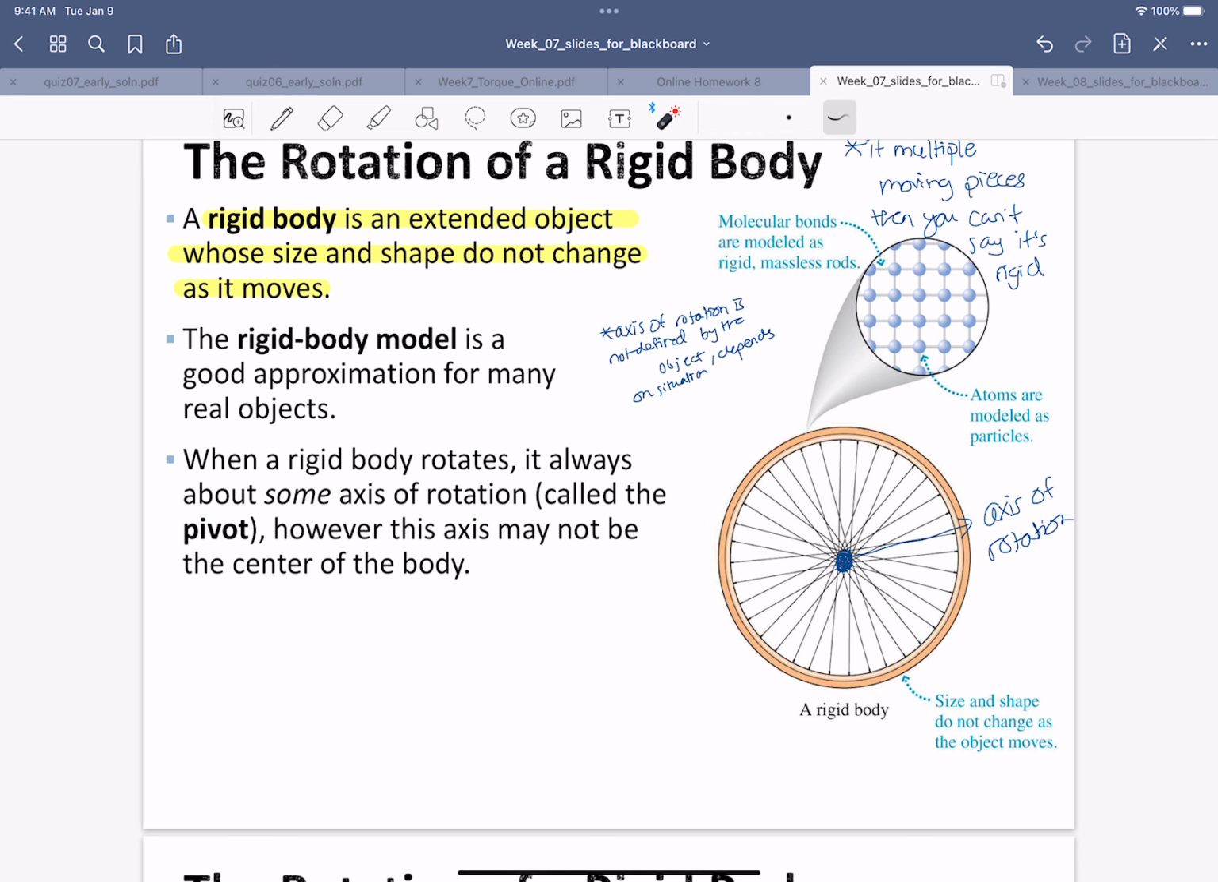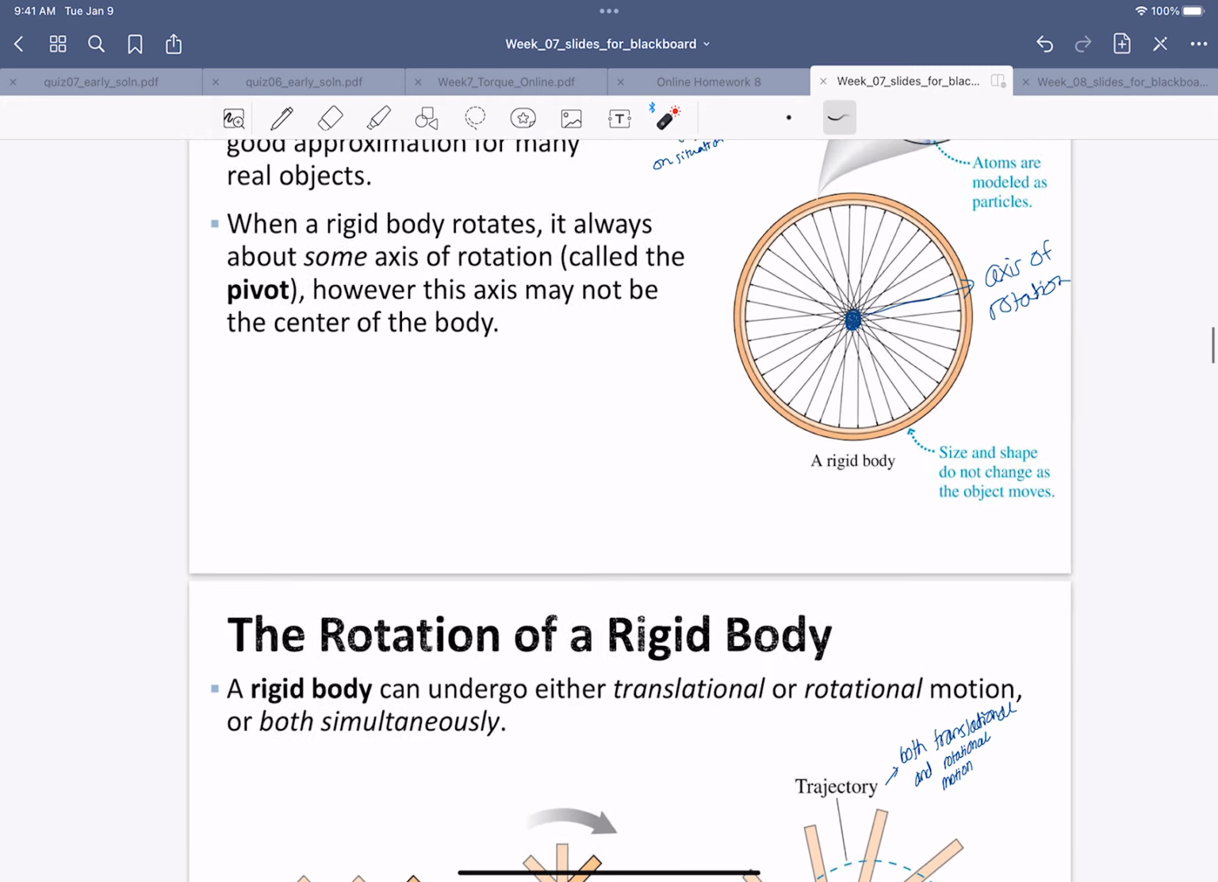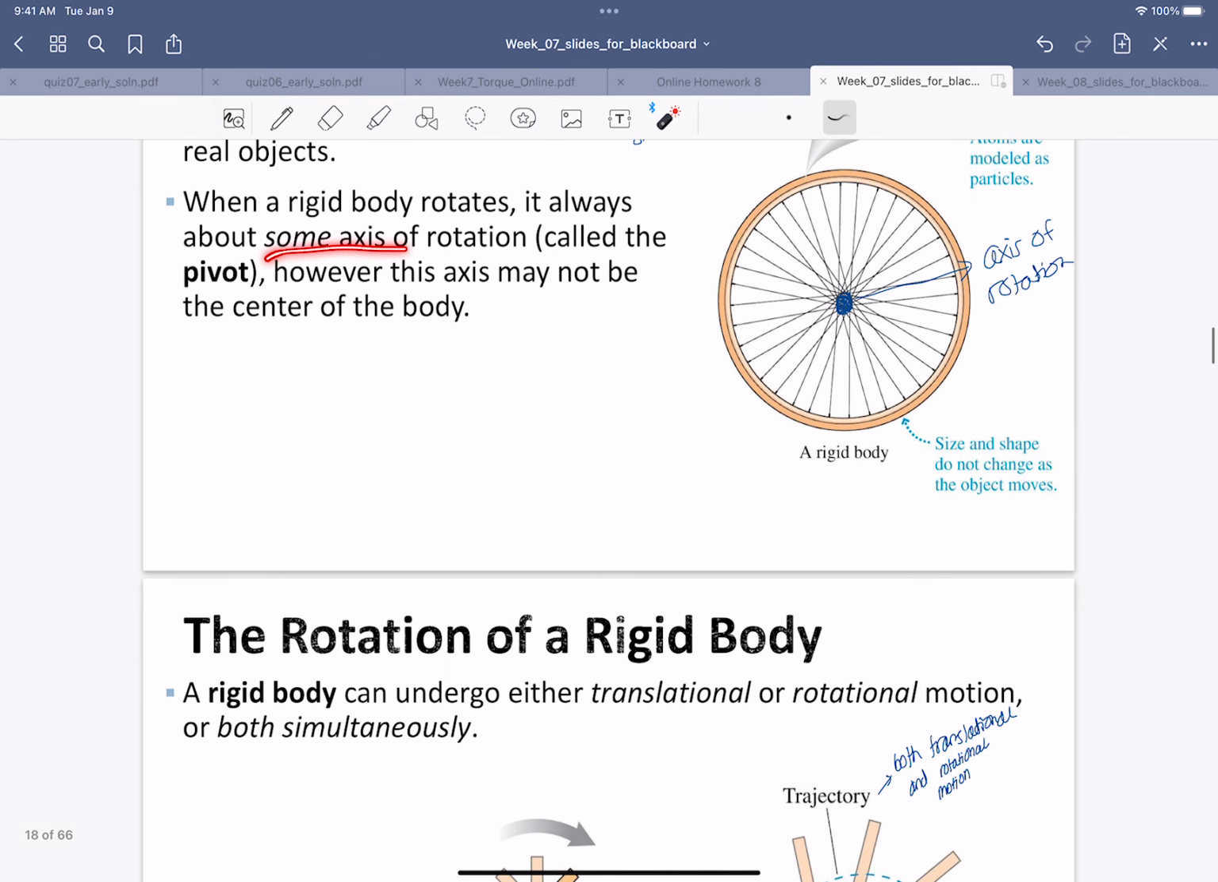Size and shape of the overall object doesn't change, but everything moves together. And that's another reason why your angular velocity is constant everywhere, is that you're covering the same proportion of the circle, or you're traveling the same angle over a specific time interval, right? And the whole thing moves together. But yeah, and sometimes we call the axis of rotation the pivot, and we'll hear that a lot here in a sec.